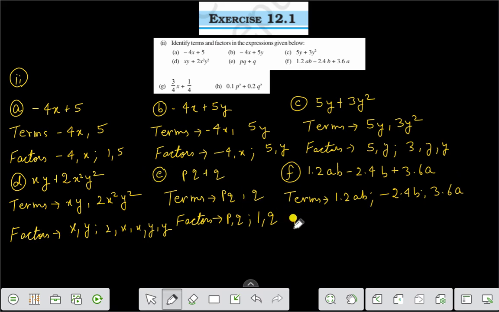The various factors are: for 1.2AB, the factors are 1.2, A and B. For minus 2.4B, the factors are minus 2.4 and B. And the factors for the term 3.6A are 3.6 and A. These are the factors of the terms. Now we solve question number G and H.